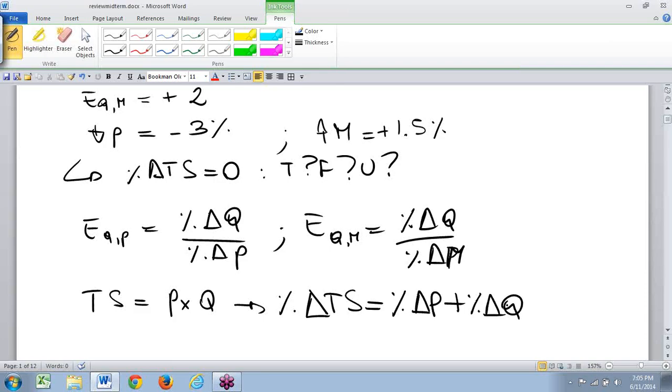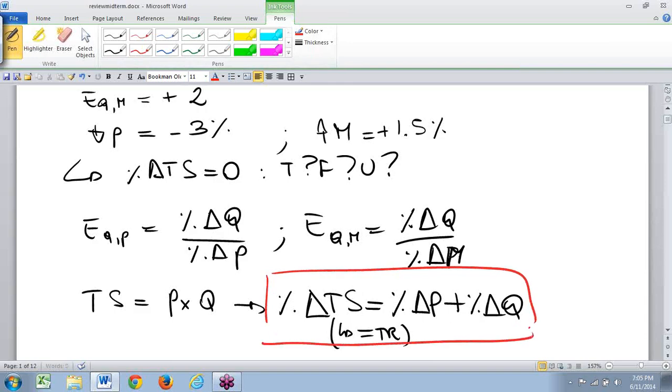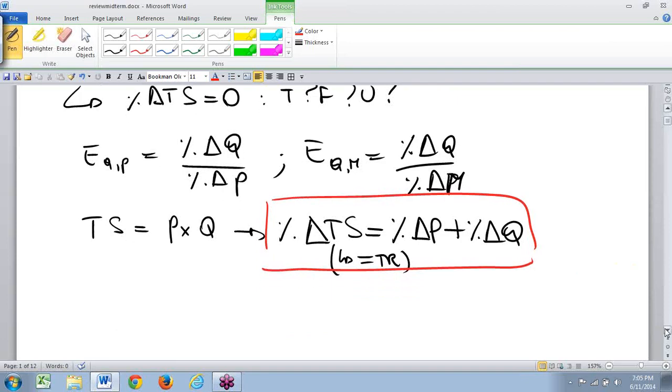Yes, total spending is the same as total revenues. So this is equal to total revenues. Remember this formula is fundamental, so you have to keep it in mind. The percentage change in total spending, or the percentage change in total revenues, is equal to the percentage change in price plus the percentage change in quantity. This is important for the exam. So what we want to see is whether this percentage change in spending is equal to 0 or not.